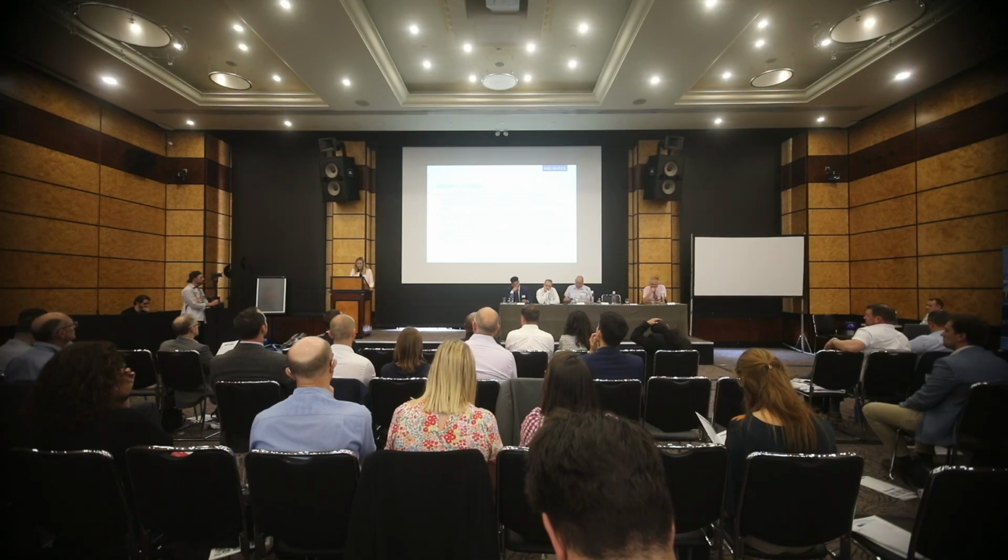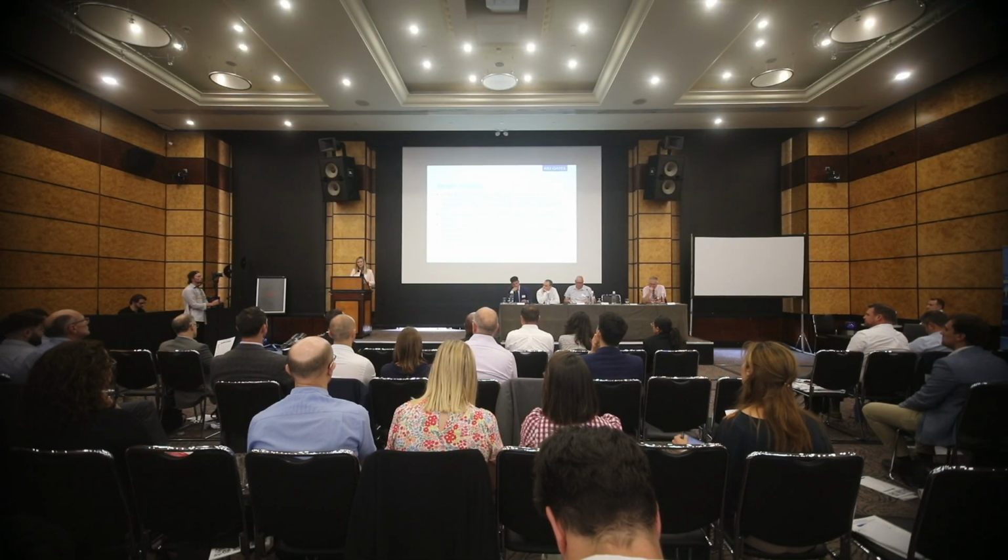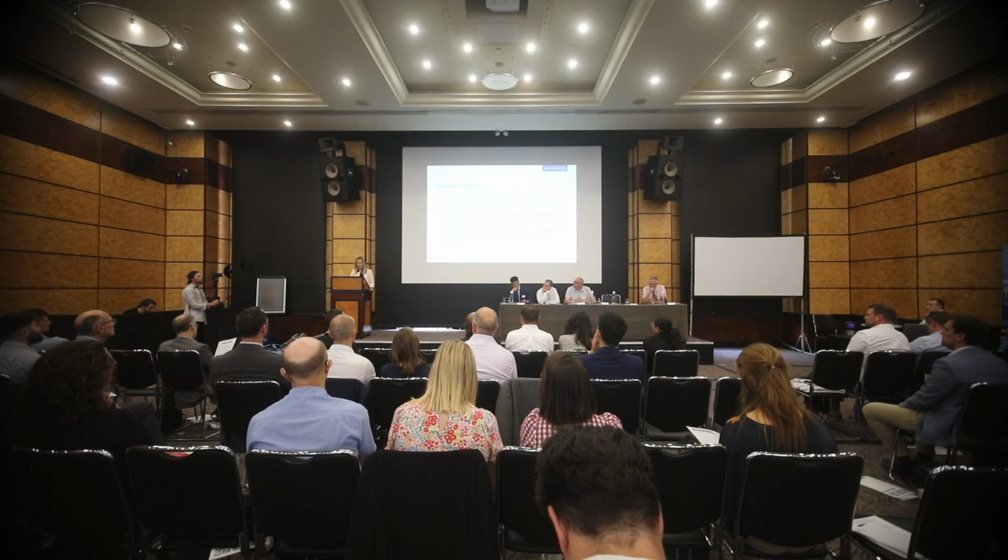And finally, there's also now a cap on liability included in the contract data or subcontract data for the short forms, which is similar to X18 in the engineering and construction contract. Again, another example of alignment. I don't think it has quite the same level of carve-outs and excluded matters, but again, it's good to have it, a step in the right direction of those contracts being aligned.